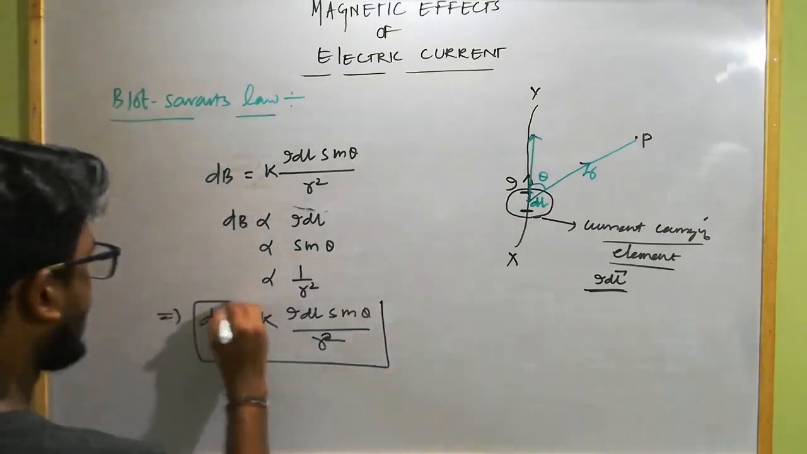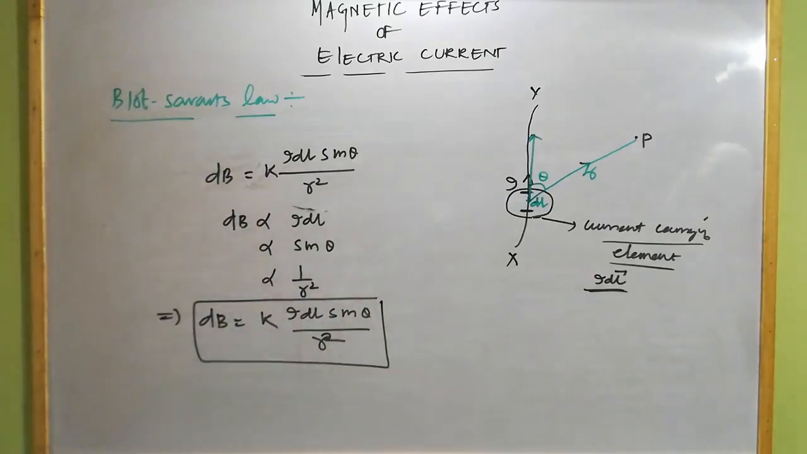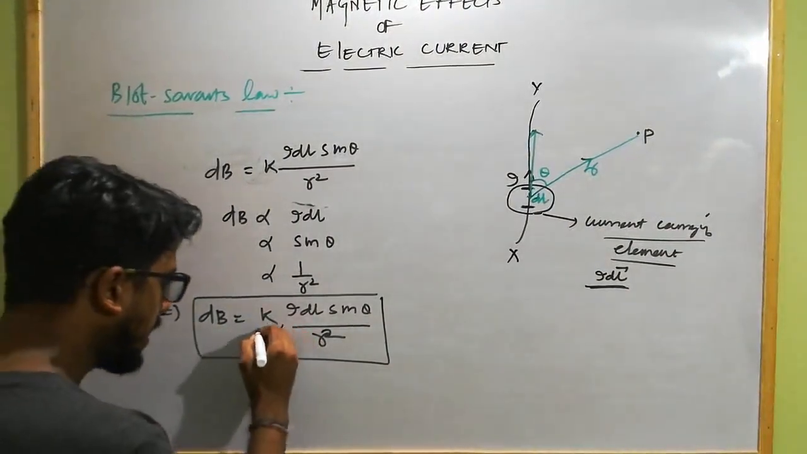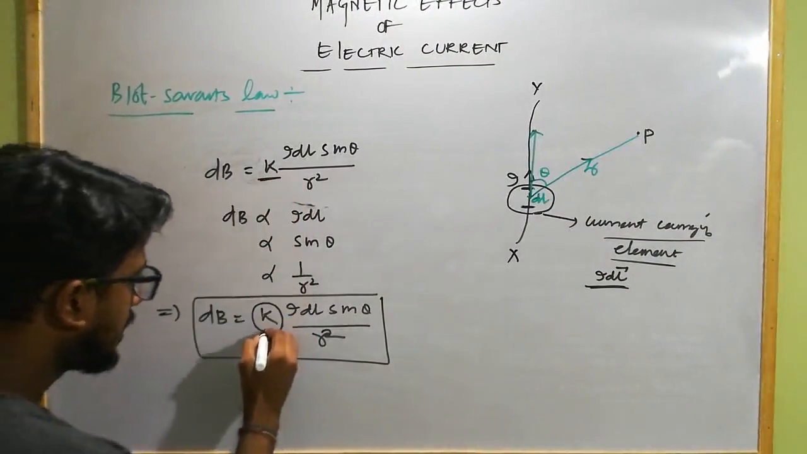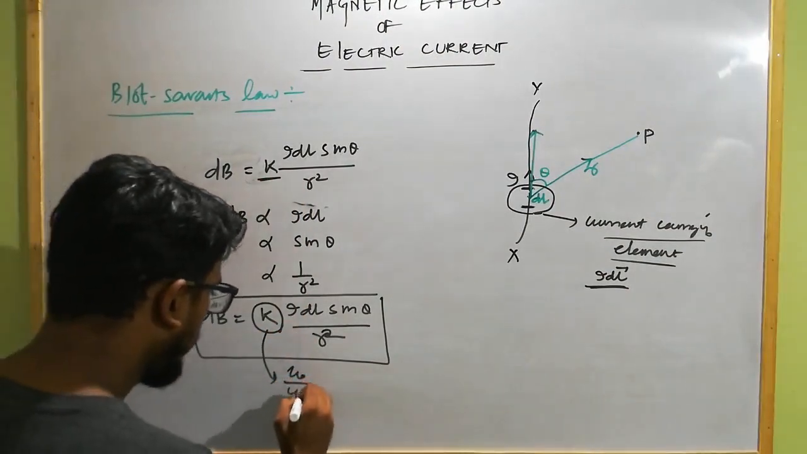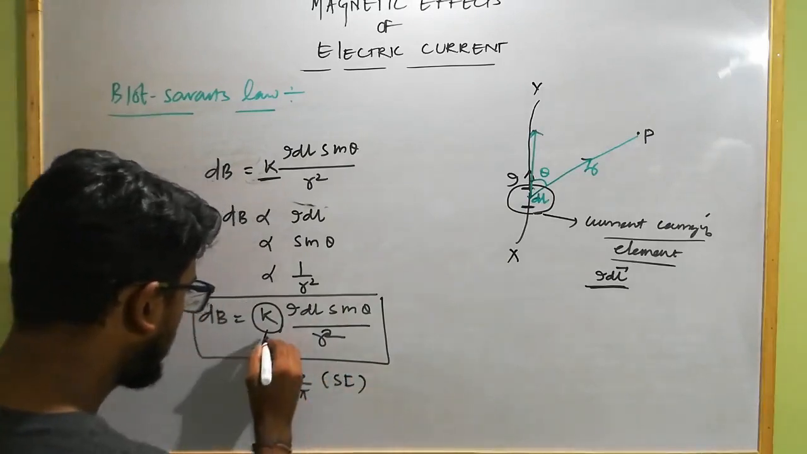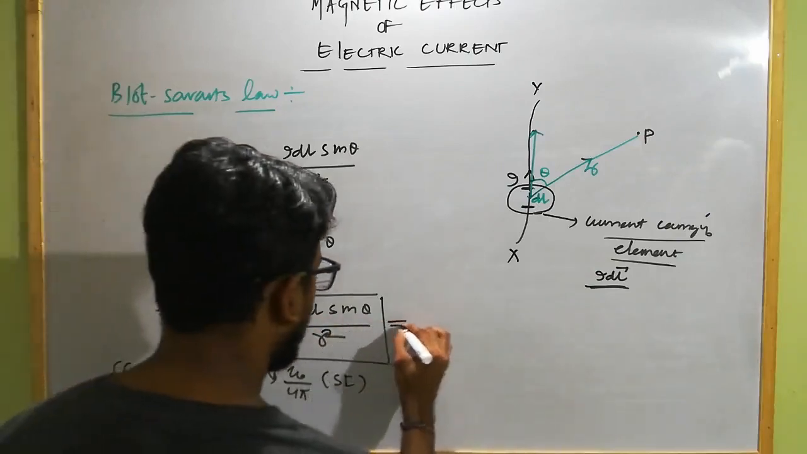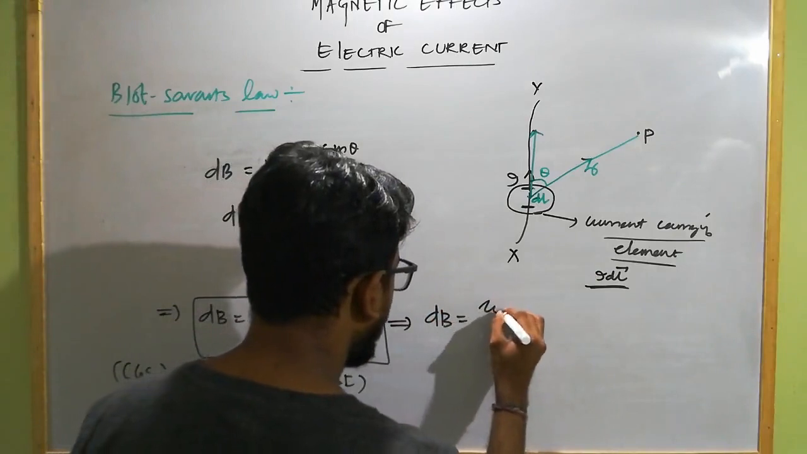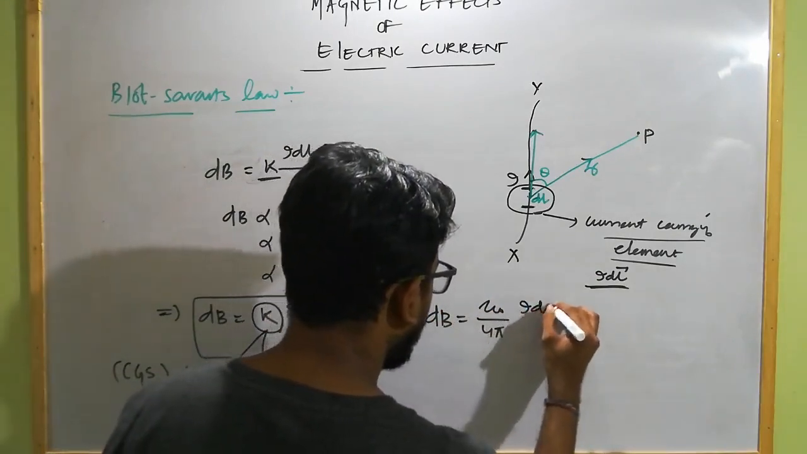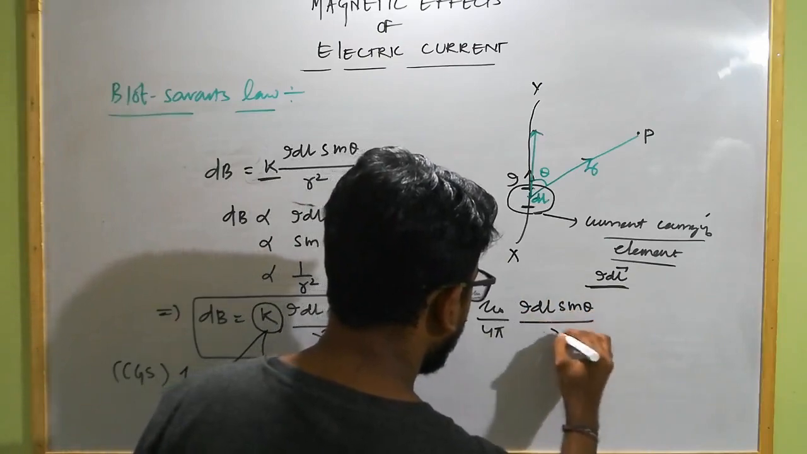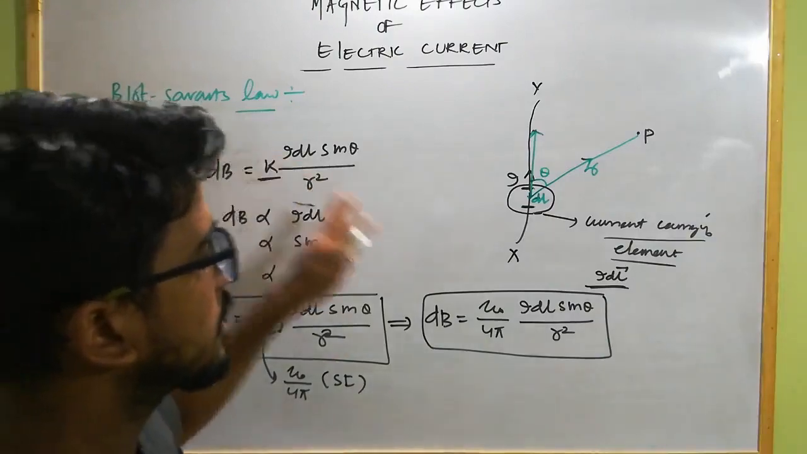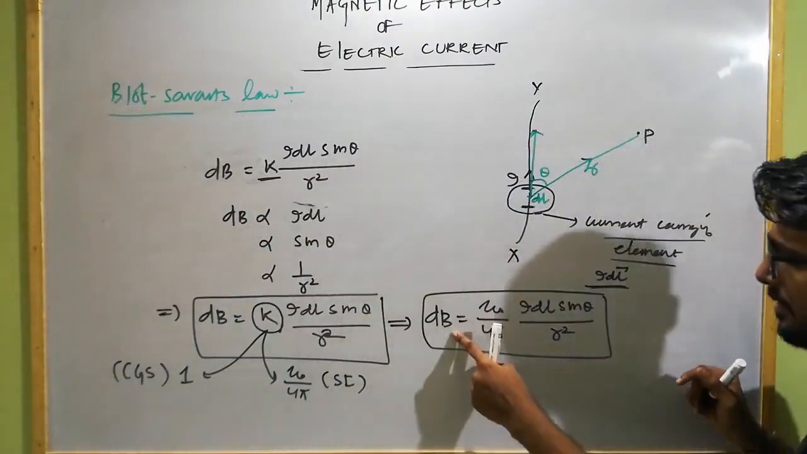Clear? So this is known as Biot-Savart's law. This is the expression for Biot-Savart's law, where k is known as the constant of proportionality, and its value will be mu naught by 4 pi in SI, and 1 in CGS. So this expression can be written as dB equal to mu naught by 4 pi I dl sin theta by r square.